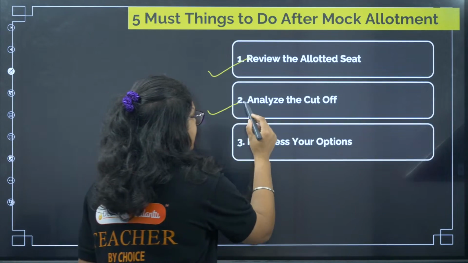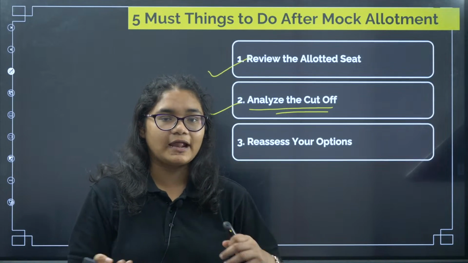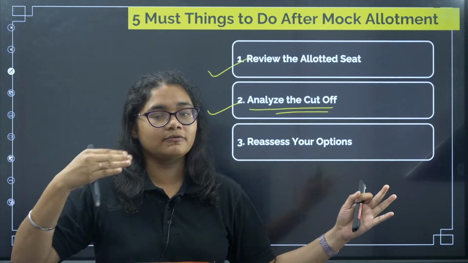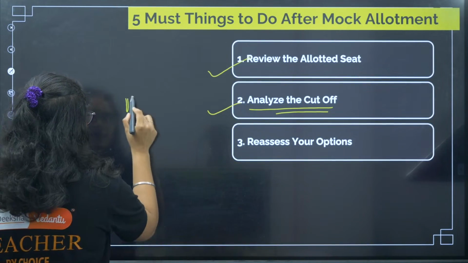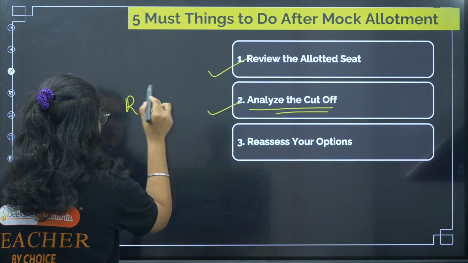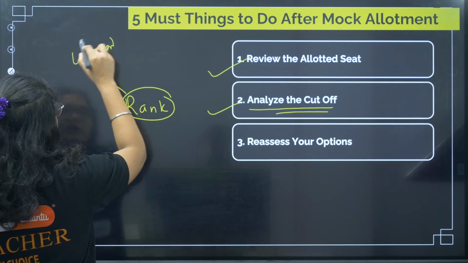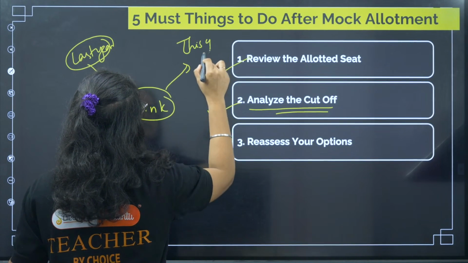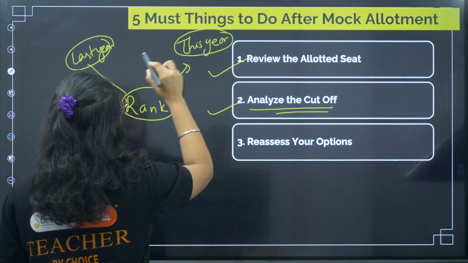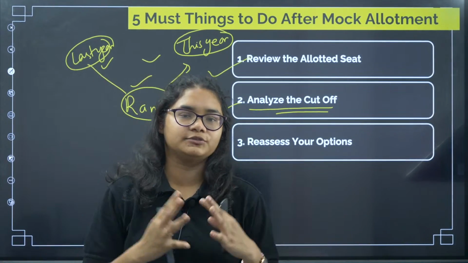Second, you have to analyze the cutoff. You have to understand this year's cutoff, compare it with last year's, and compare it with your rank. So there are 3 parameters: your rank on this side, last year's cutoff, and this year's cutoff for 2024. These 3 things you need to analyze, and then you have to make your option entry.